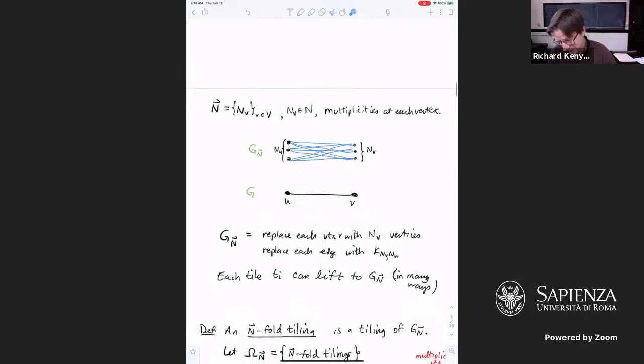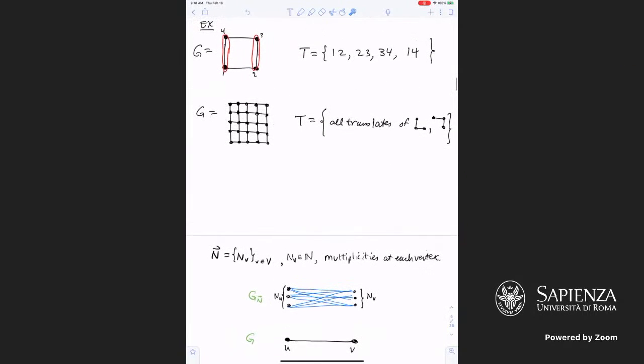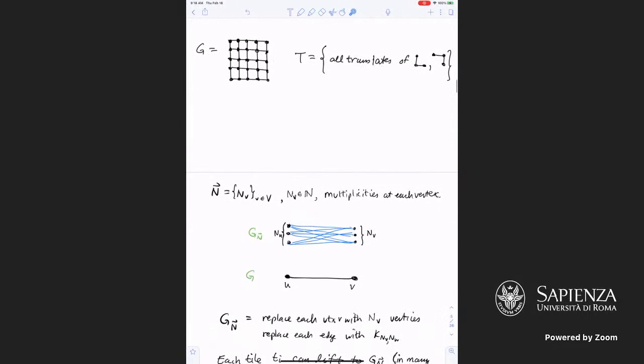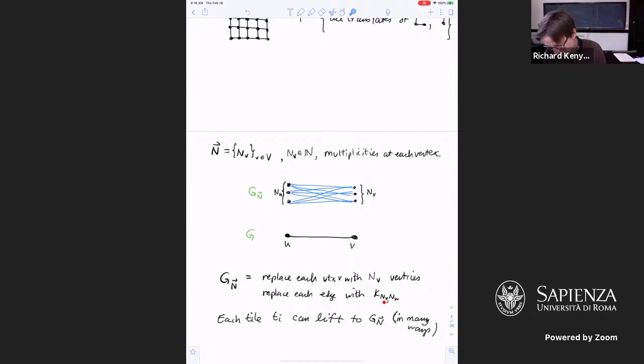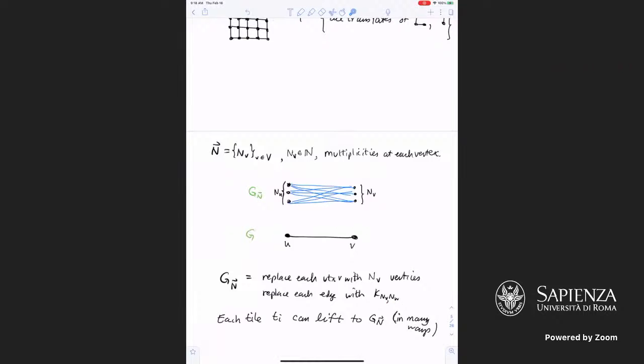What is K? K and V and U, what is K? Can you repeat the question? Where's K? This is the complete bipartite graph. That's just notation for a complete bipartite graph, K M N, where M and N are the multiplicities of the left side and the right side.